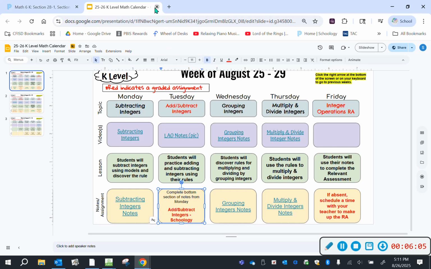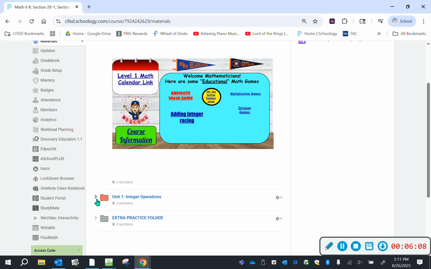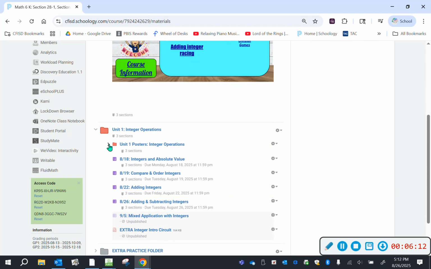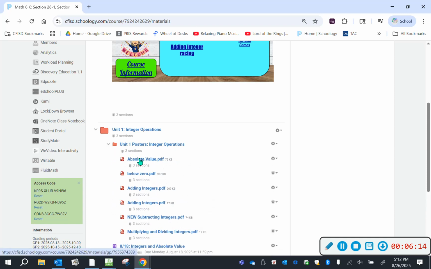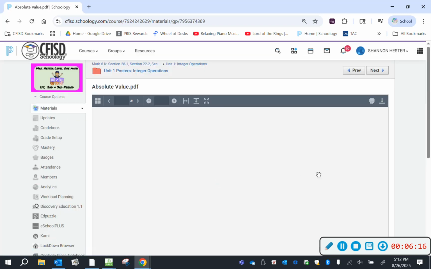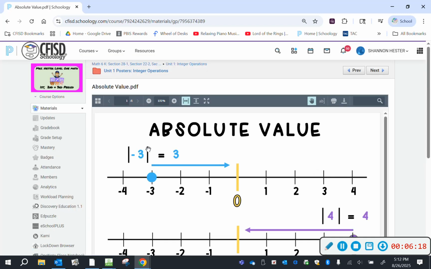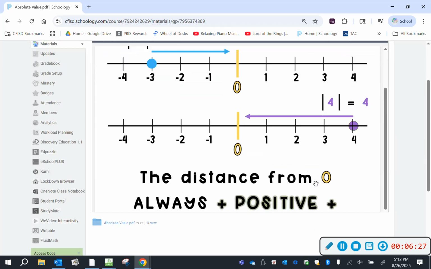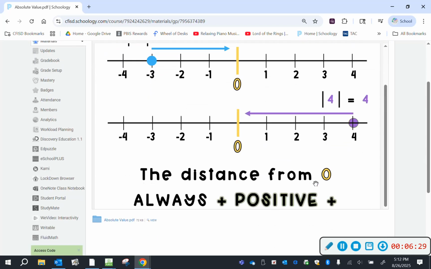All right, let's go back to the K level. Their first unit is integers. Folders are set up very similar. We have the integer posters. We have the absolute value poster. Absolute value is indicated by these little bars. The absolute value of -3 is 3. The absolute value of 4 is 4. All absolute value is the distance away from 0.